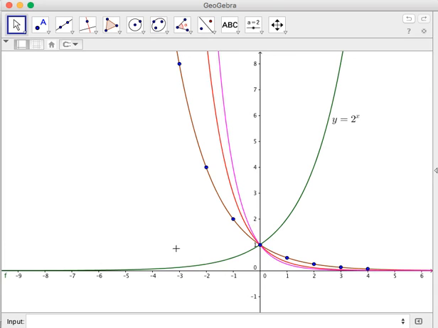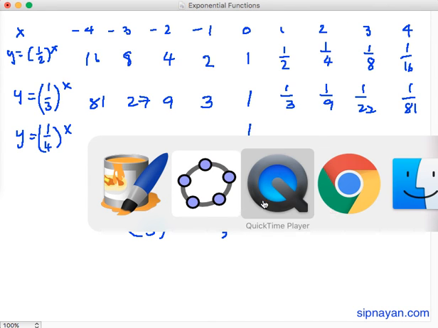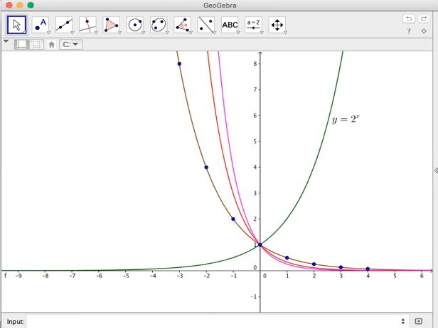So, pag 1/3 to the negative 1, magiging 1 over 1/3, which is magiging 3 na siya. Okay? So, yun yung dahilan kung bakit pag mas maliit yung fraction, mas mataas yung y value niya dito. So, 1/4 ang y value niya is 4. Okay?